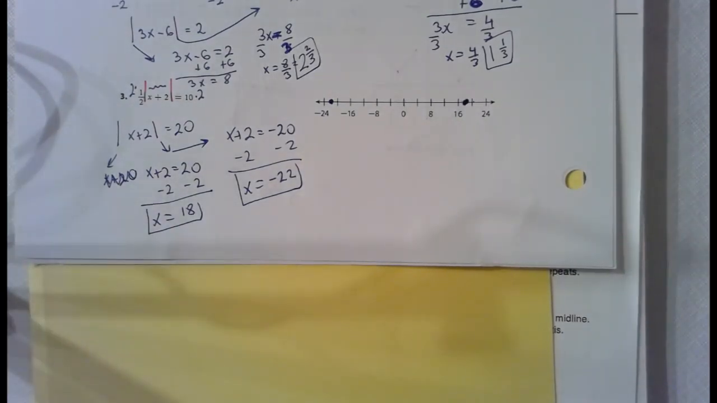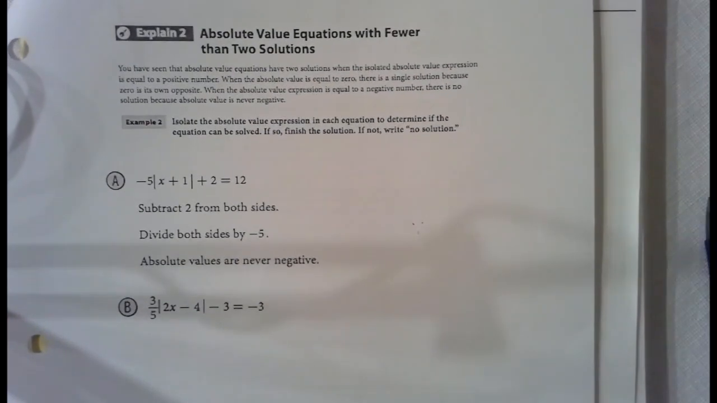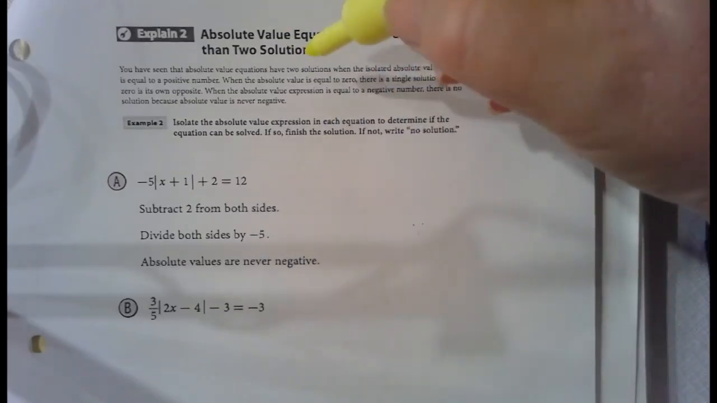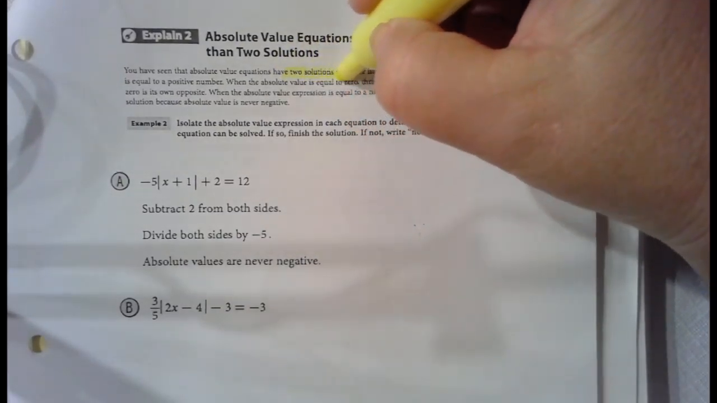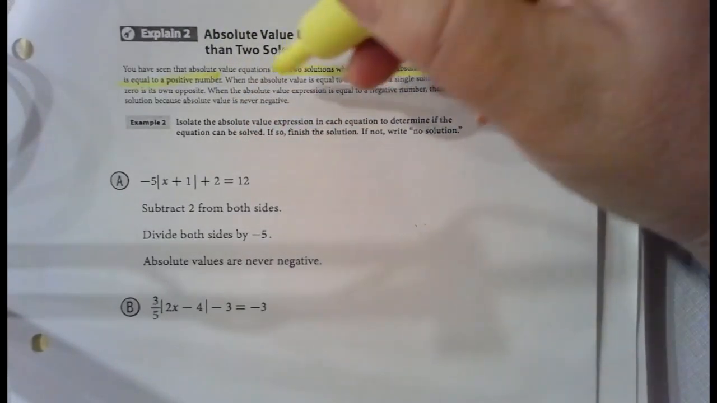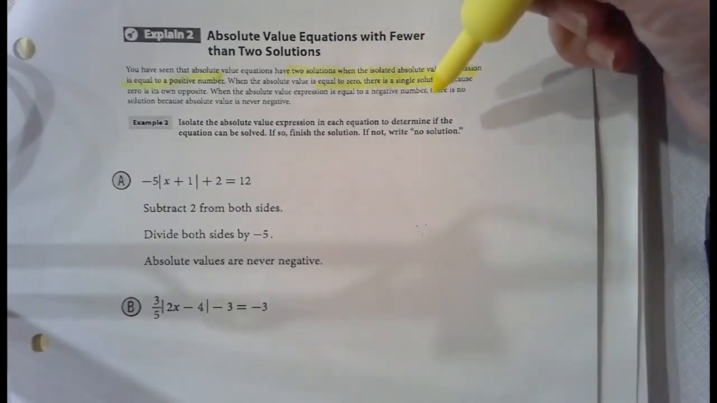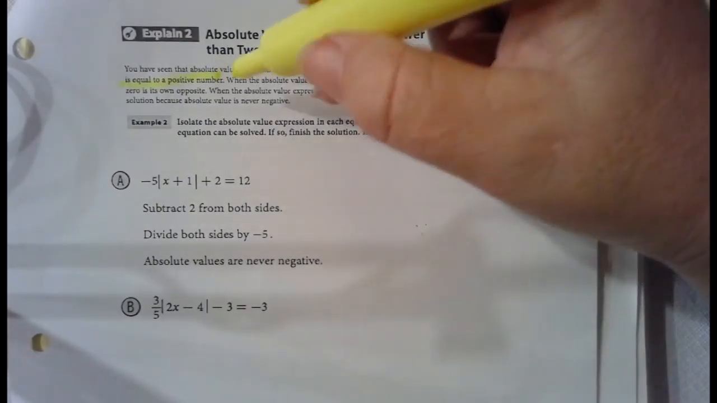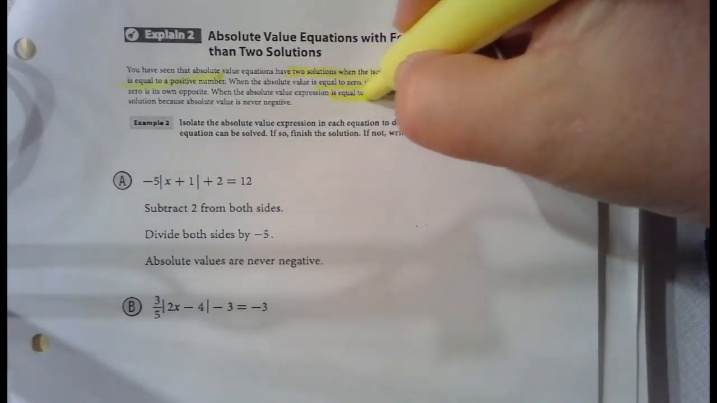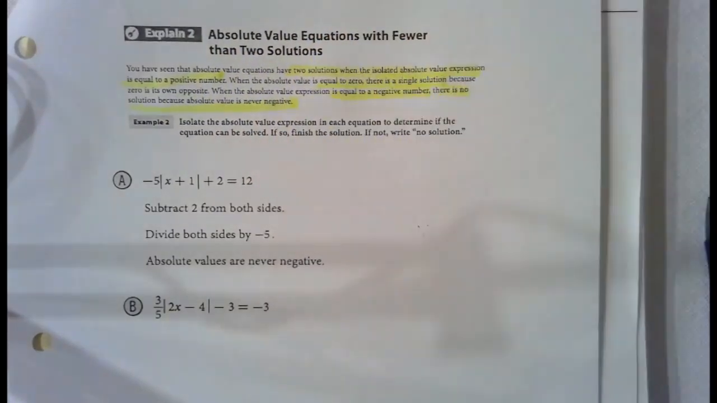Okay, let's go to the next page and see what we have there. So here we are asked to, you have seen that absolute value equations have two solutions when the isolated absolute value expression is equal to a positive number. When the absolute value is equal to 0, there is a single solution because 0 is its own positive. When the absolute value expression is equal to a negative number, there is no solution because absolute value is never negative.